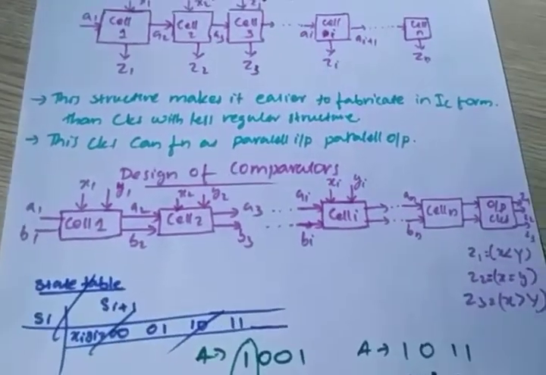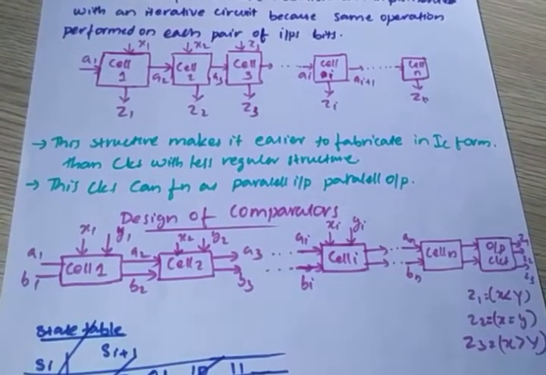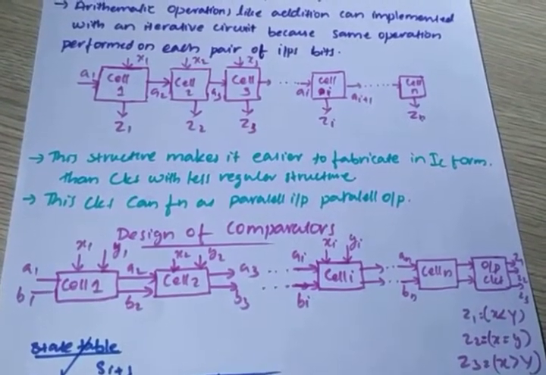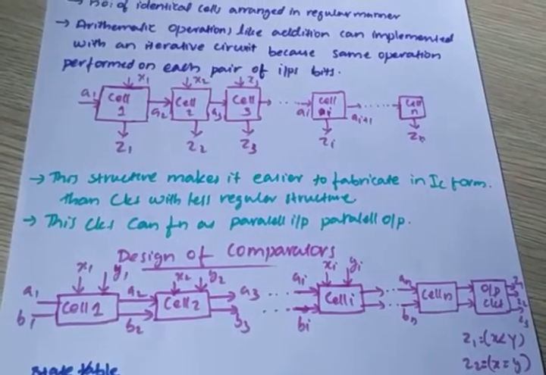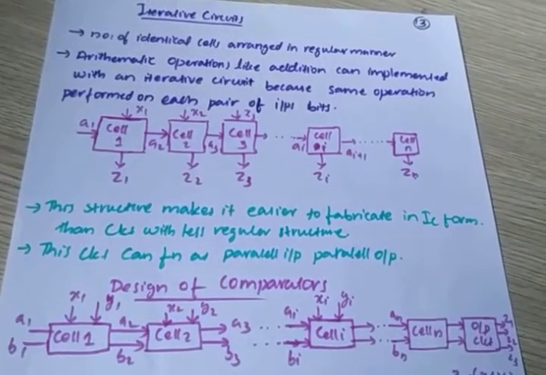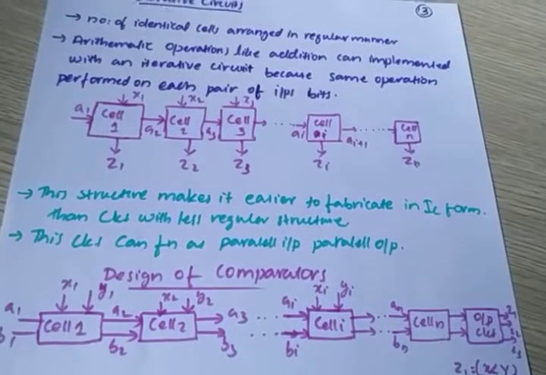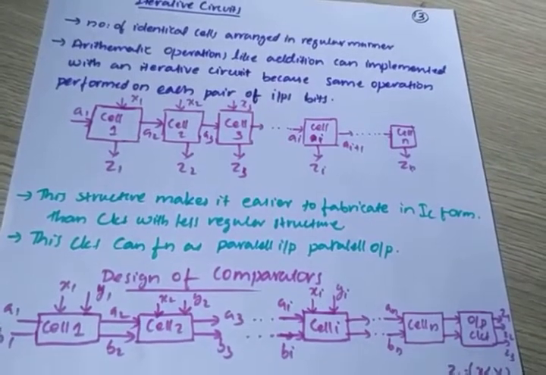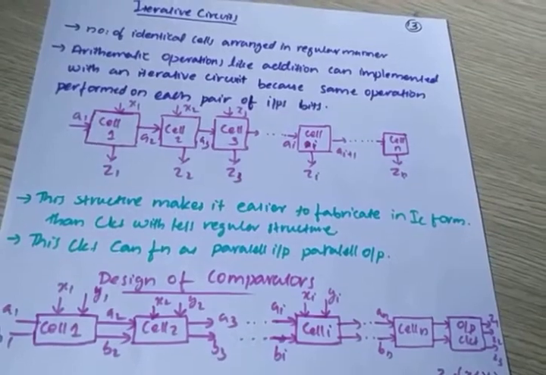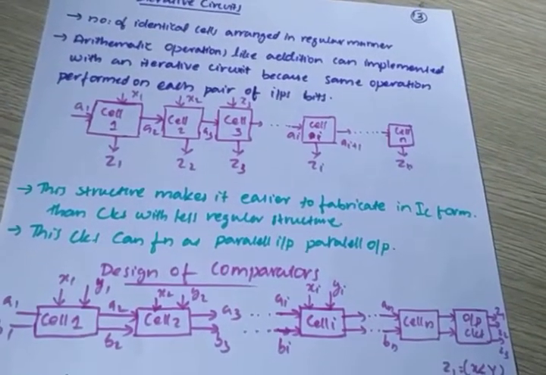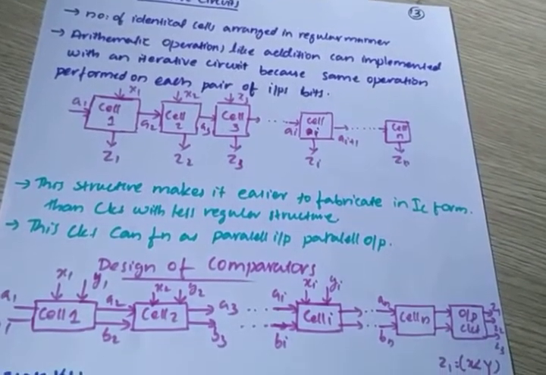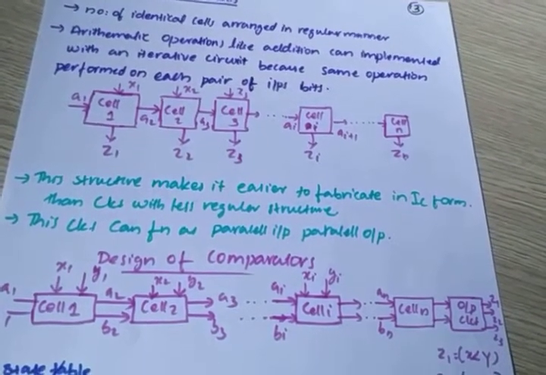Okay, so look at here. This is the design of comparators. For an example, here I am considering a comparator design. Iterative circuit is nothing but a number of identical cells arranged in a regular manner. That means if the same thing happens in each and every cell, then those cells can be arranged in a particular manner and clubbed together to form a circuit. This is very useful if you want to fabricate these things in IC. In this type of conditions they are very useful.